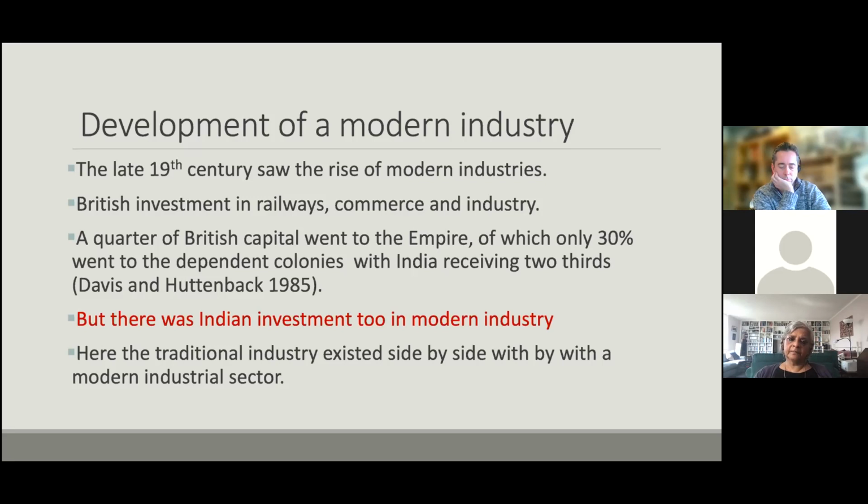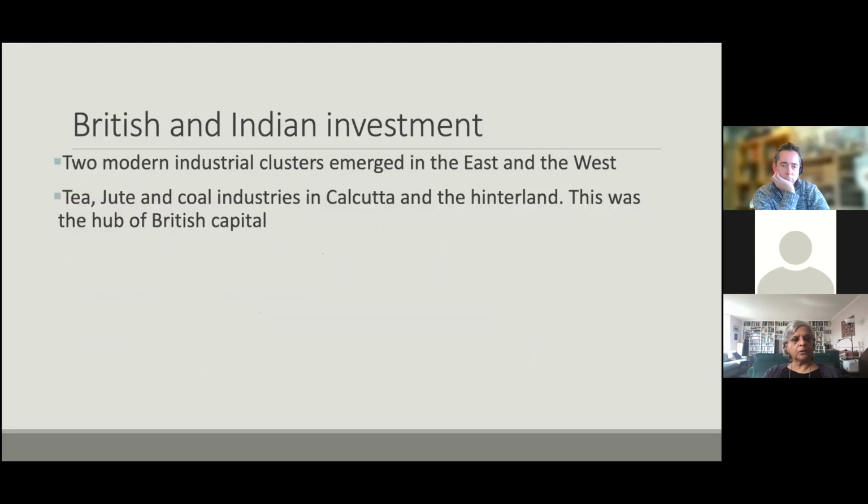At the same time, in the 19th century, there was Indian investment too in modern industry. And this investment existed side by side with the traditional textile industry and other traditional industries. And I'll show you some data on the size of the two sectors. So how can we think of these two segments of industrial investment? One was investment by the British investors, and the other was Indian investment.